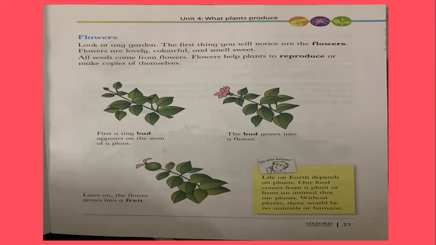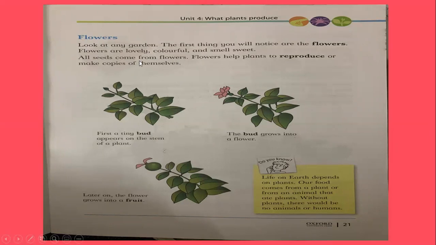This is page number 21 of your book. Now, first, they are explaining to you about the flowers. Look at any garden, the first thing you will notice are the flowers, because they are very colorful and beautiful. Whenever you go in the garden, the first thing which attracts you is the flower of the different plants. Flowers are lovely, colorful, and smell sweet.